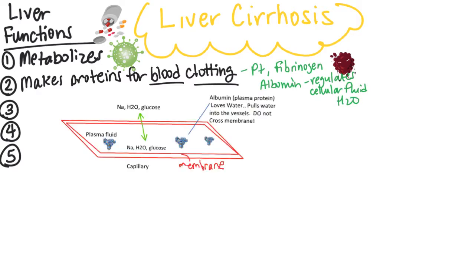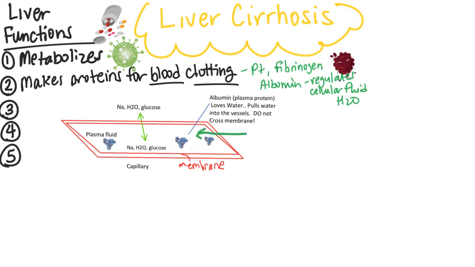Now take a look at this diagram. It is a cross-section of a capillary bed or capillary vessel wall, and we have plasma that's inside our blood volume, and we also have sodium and water and glucose. And the sodium, water, and glucose travel easily, permeate easily through the membrane. Okay, and also the albumin loves to be inside of the vessels.